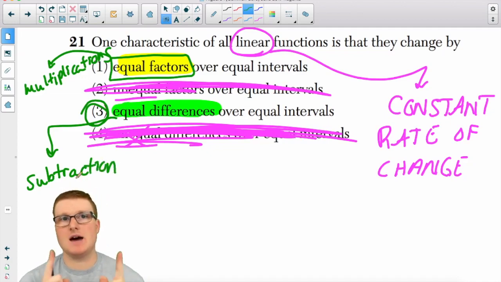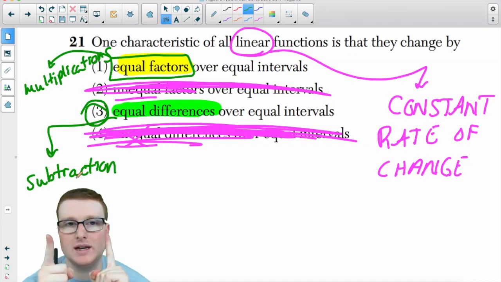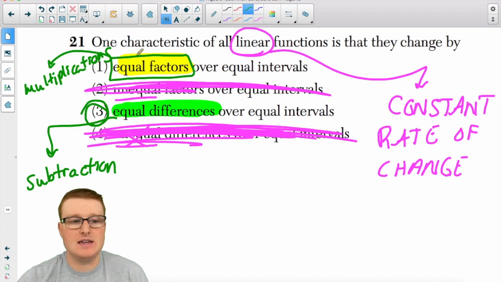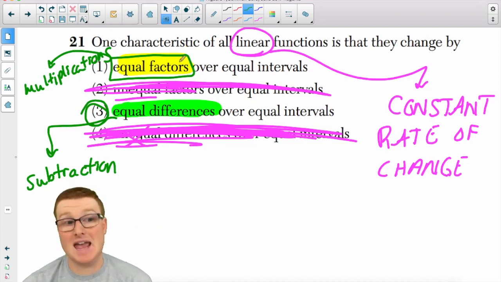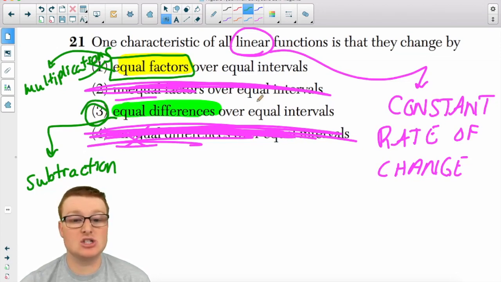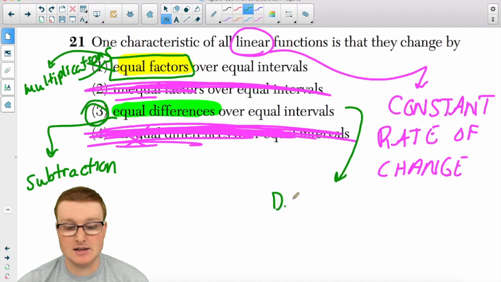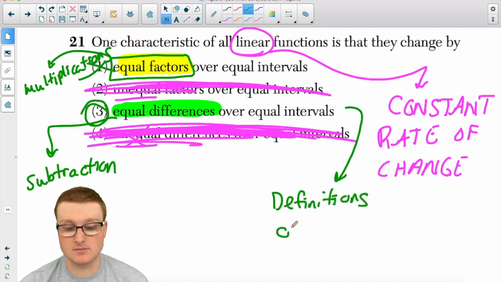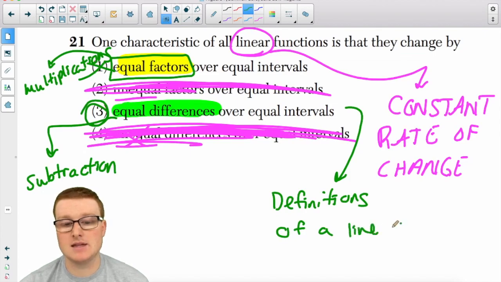Or, really, when you think about it, the difference between one point and the other is the same as you go up or down the graph. Equal factors means multiplication by scalars. So that is incorrect. Your answer is choice 3, equal differences over equal intervals. This choice 3 is the definition. It really is the definition of a line and its slope.